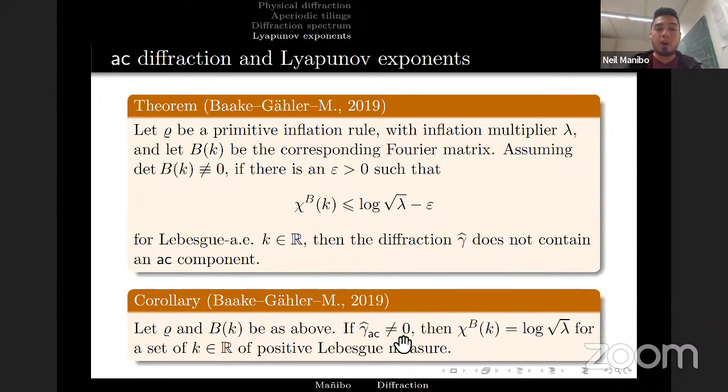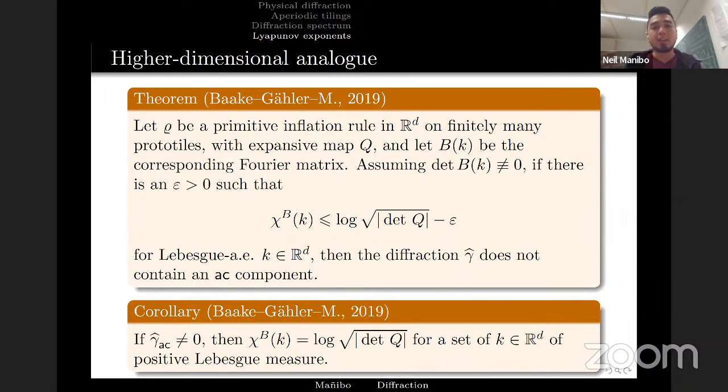And actually, for the ones we know satisfy this condition, for ones we know have non-trivial AC parts, we can confirm that they actually satisfy this. In fact, for most of them, for all K. And then you have the higher dimensional example where you just replace lambda by the determinant of the expansive map.